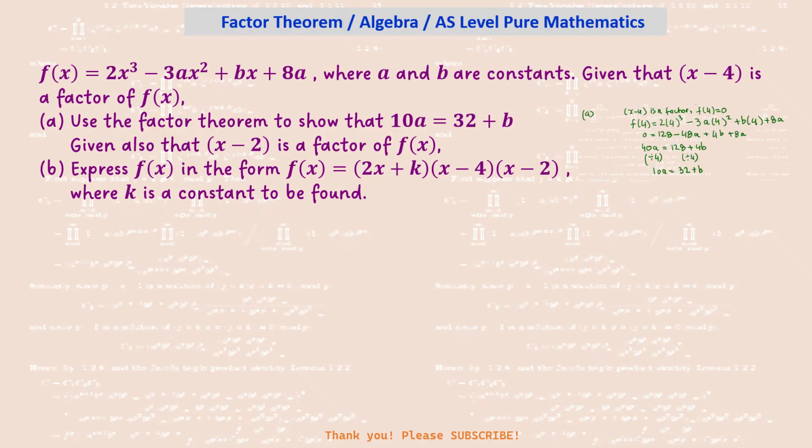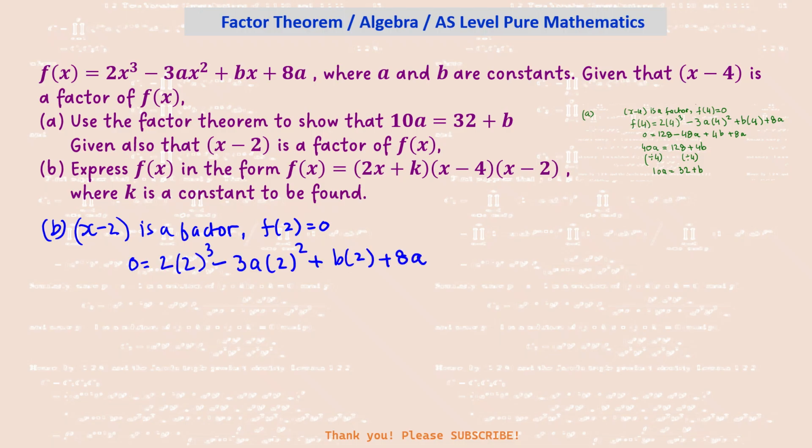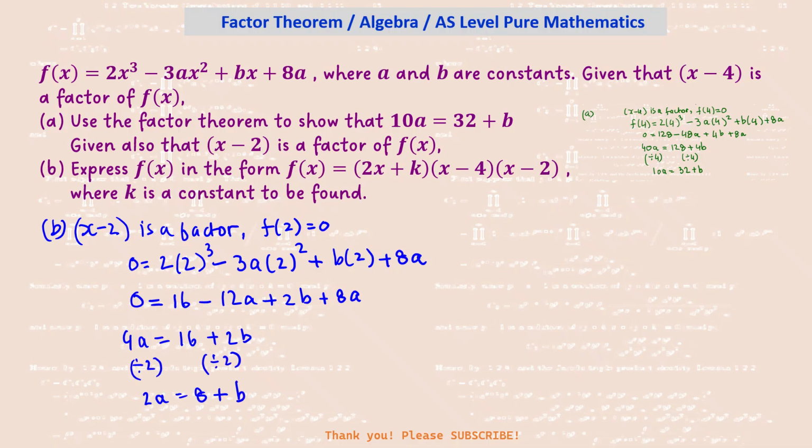Now for part B, they're saying that x minus 2 is also a factor. So if x minus 2 is a factor, then f(2) should be 0. And if we replace x by 2 in the equation, we get 4a equals 16 plus 2b. And then if we divide both sides by 2, we get 2a equals 8 plus b. So we now have two equations: 2a is 8 plus b and 10a is 32 plus b.